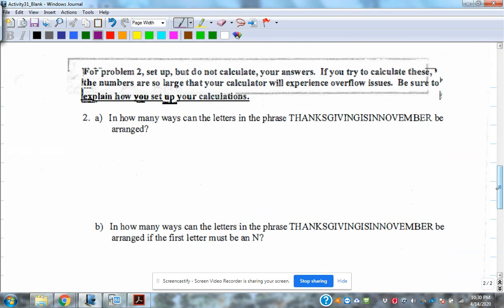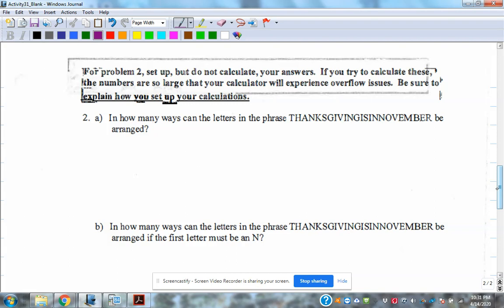Okay, so on this one we're going to look at how many ways we can arrange the letters in this long little phrase. Think about a passphrase: one of the safest things that you can have for a password is what's called a passphrase, and it's just one big long word, but it's usually like a sentence of some sort. So Thanksgiving is in November. That is a long password, but you normally have to have letters and numbers and some sort of special character, but it's the same idea. So how many ways can that be arranged?